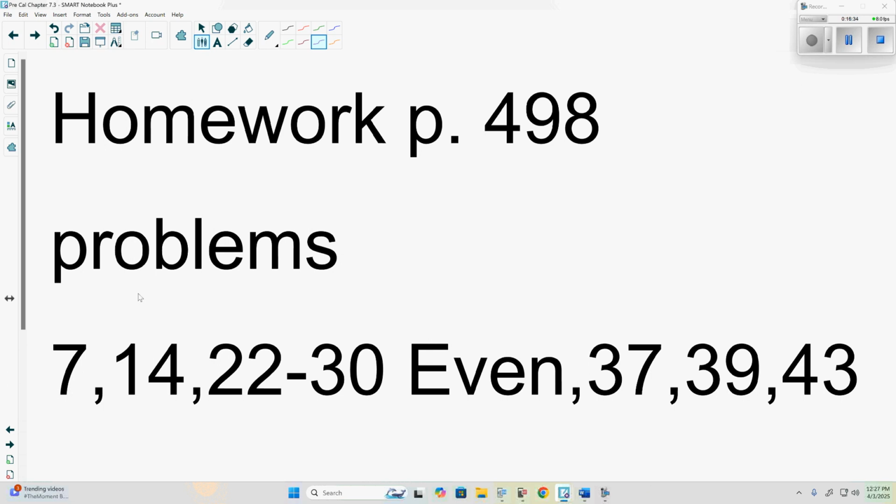So problem number 7, they're giving you solution pairs. They just want you to plug them into each equation and make sure that they are a solution. 14, solve that system of equations. 22 through 30 even, solve those systems of equations. You can use the graphing calculator to solve those. Same with 37, 39, and 43.